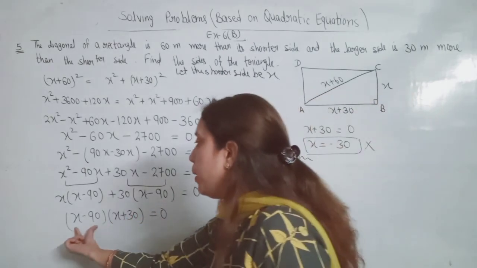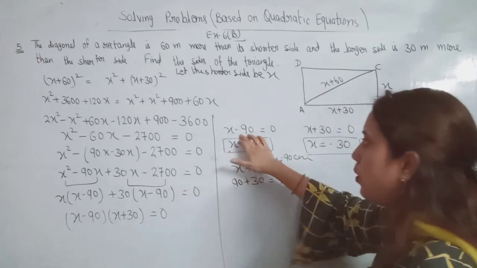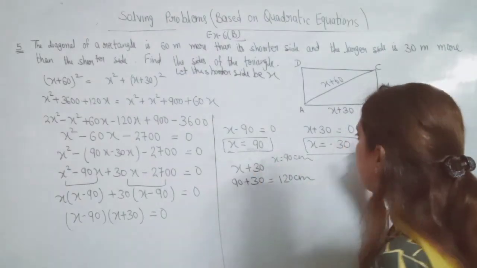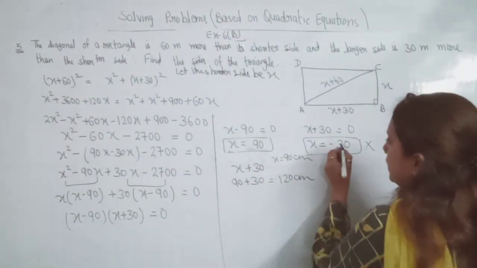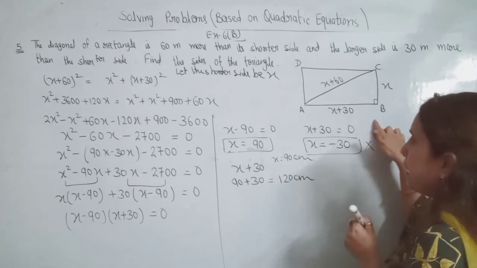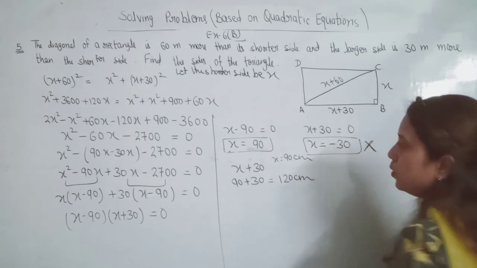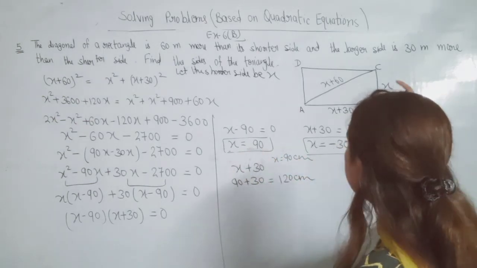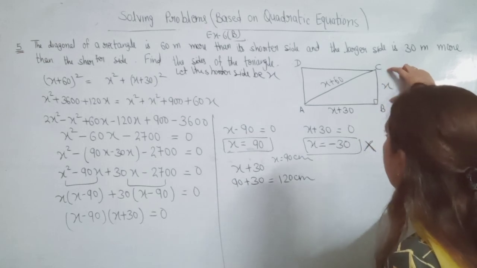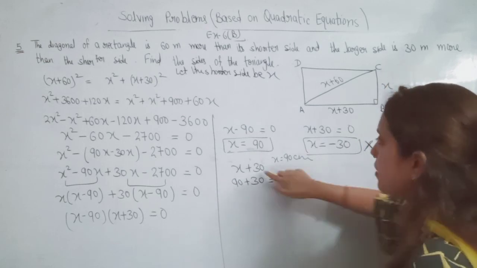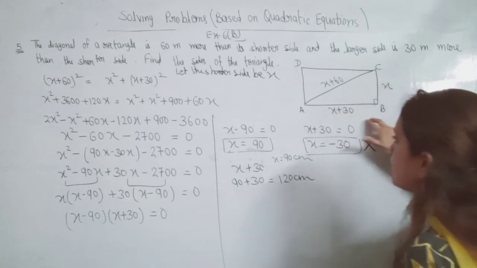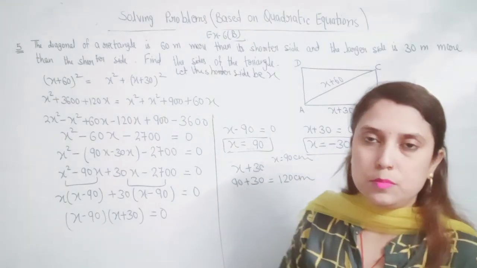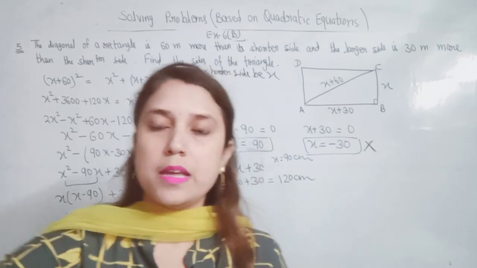When we equate x minus 90 to 0, x is equal to 90. And when we equate x plus 30 to 0, x comes minus 30. But a side can't be negative, so we leave this value. We take x is equal to 90. If x is 90, the sides of the rectangle are 90, and the larger side is x plus 30, 90 plus 30 is 120 centimeter. Okay beta, now let's do the next question.